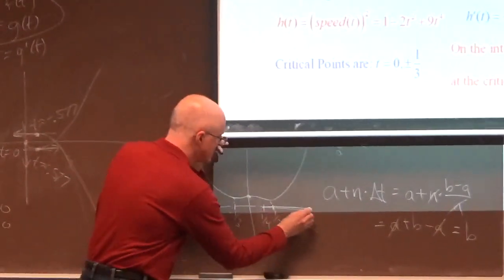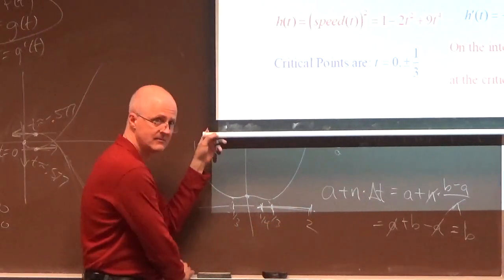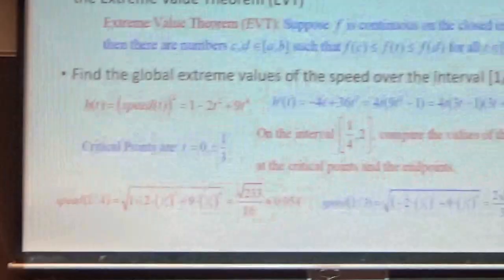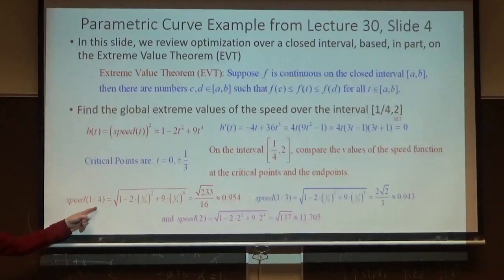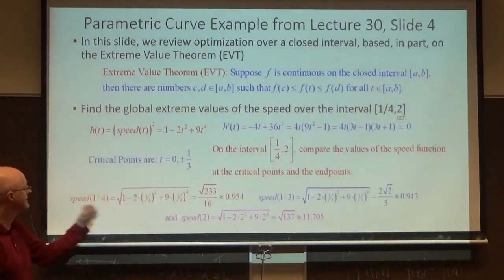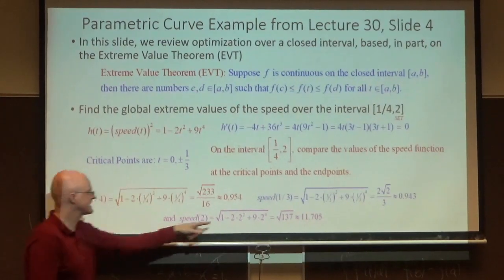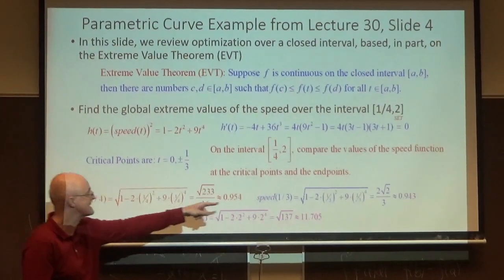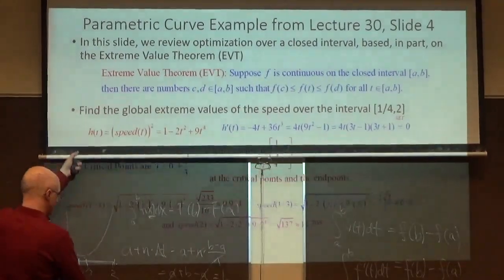So I need to look not only at the function value at the critical point, but also at the endpoints, and see which gives you the biggest and smallest answers. And notice I'm plugging them back into the speed, not the squared speed, so I need the square root. The biggest of these numbers is the last one, close to 11.7. The smallest is 0.943.